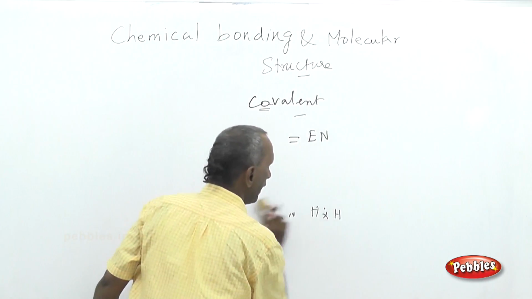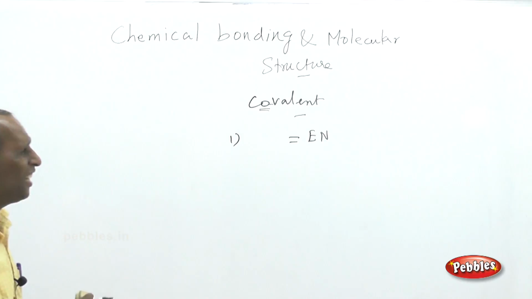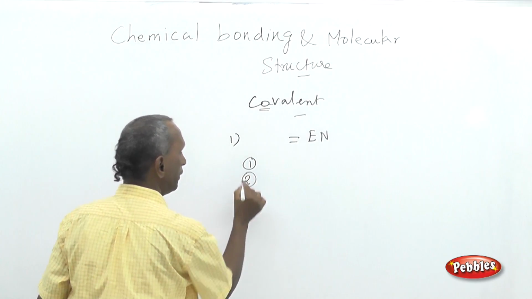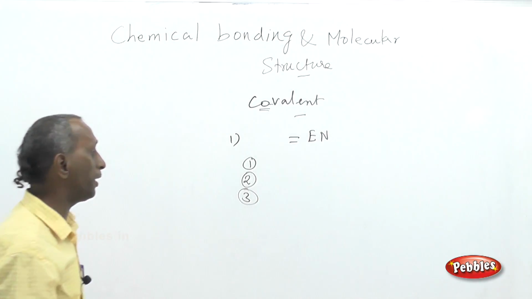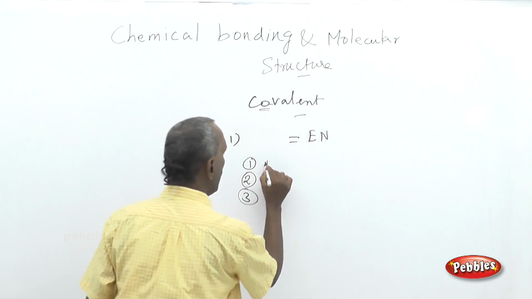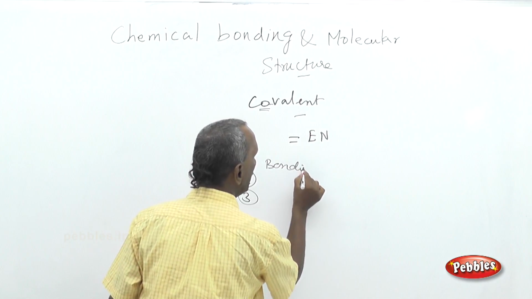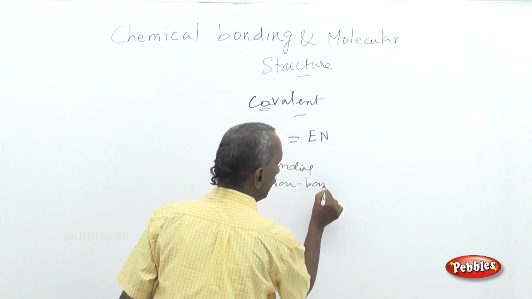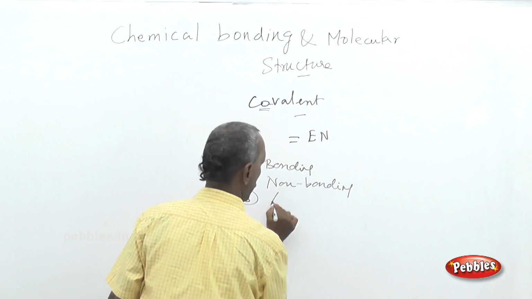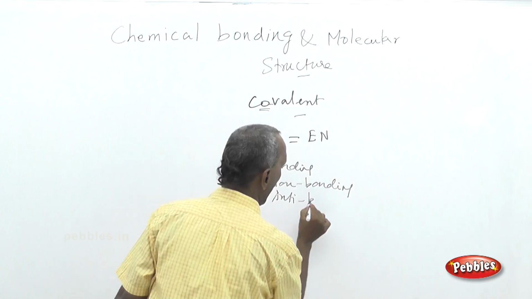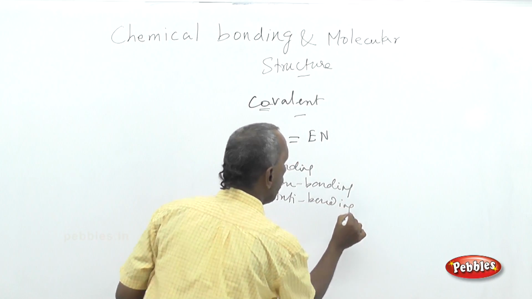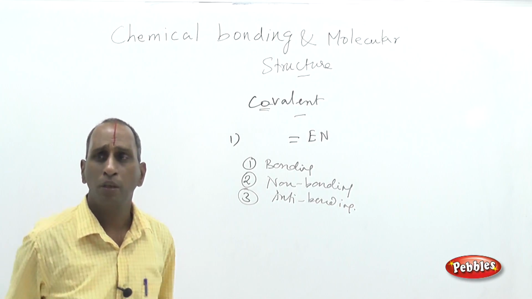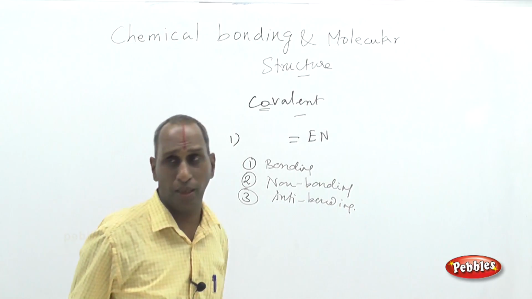In general, for the electrons between 2 atoms in covalent bonding, 3 types of electrons are to be noted. We will see this in molecular orbital theory later. Now we have to remember these. What is meant by these types of electrons? Bonding electrons, non-bonding electrons and anti-bonding electrons. These are the types of electrons which are involved in the compound's stability.